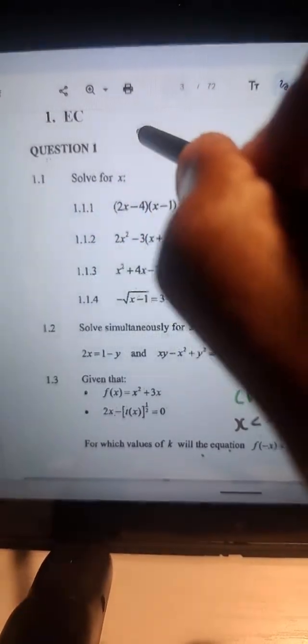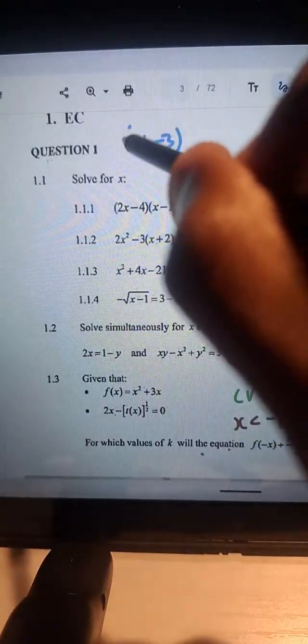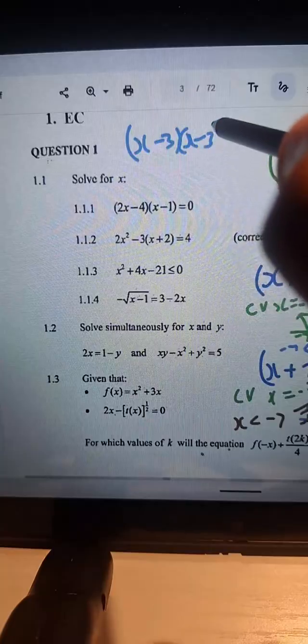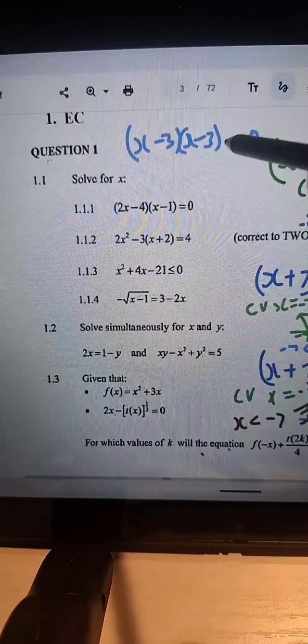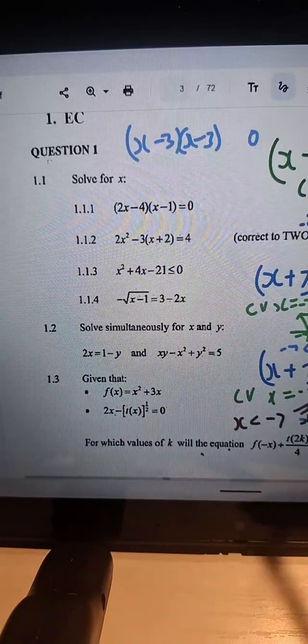Look at this one. Let's say the same question was there, x minus 3, and let's change the condition. What if it was not greater than or equal to 0, but let's say less than or equal to 0? What would we have said?